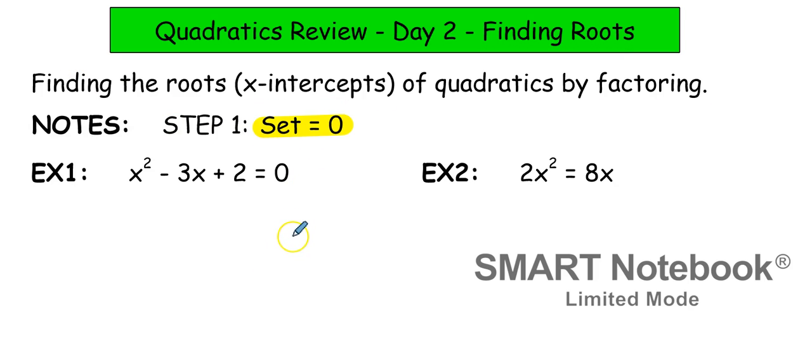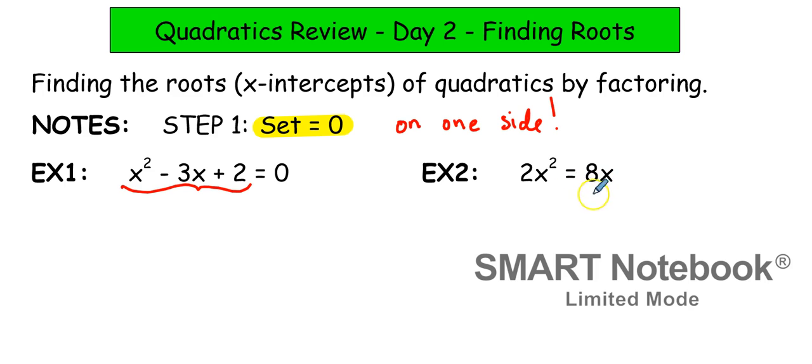There's a series of steps that we have to do in order to do this. Step one is to make sure that it's set equal to 0, or in other words, everything is on one side. So if you look at this first example here, we see it's already set equal to 0. Every term that's non-zero is on one side and it's set equal to 0. This one over here is a little bit different. It's not set equal to 0.